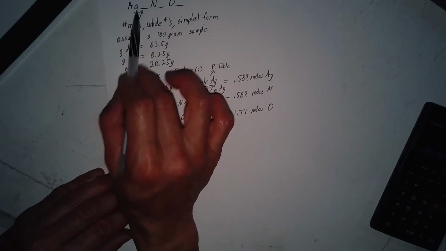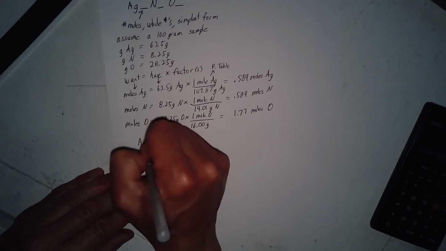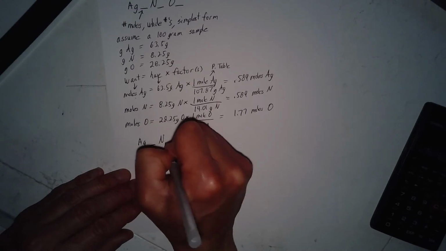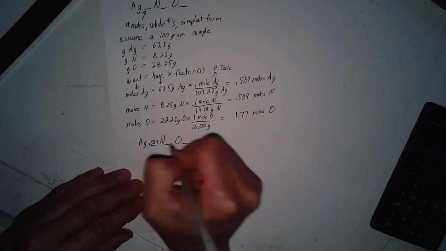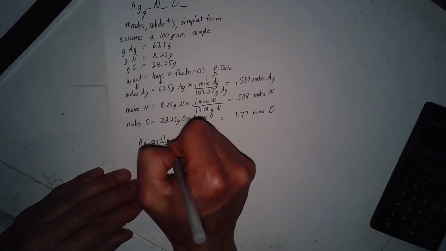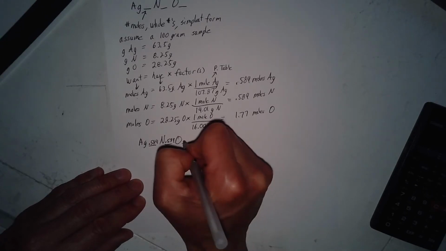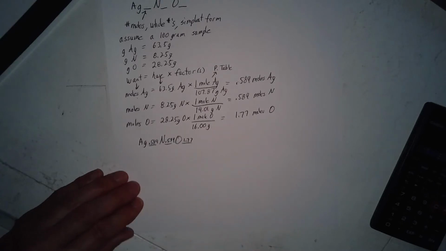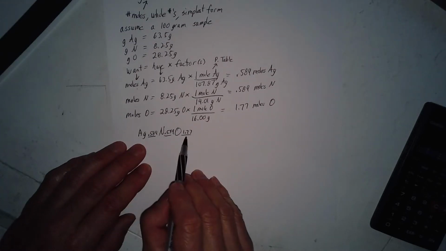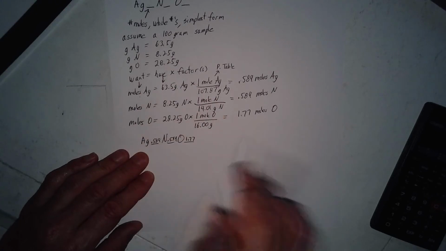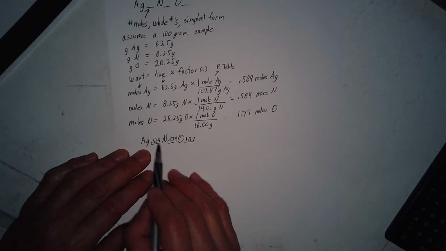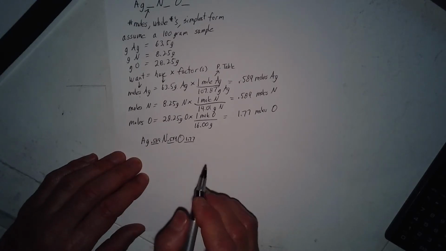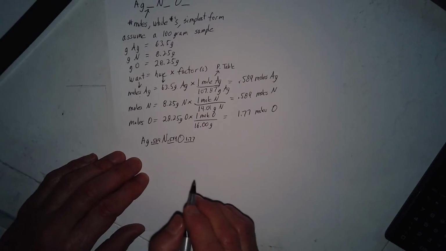Okay, now that we have the number of moles, we want to temporarily fill in the blanks with these numbers of moles that we just calculated. In this first blank, 0.589. For nitrogen, also 0.589. And for oxygen, 1.77. Okay, so now we have the number of moles, but are these whole numbers? No, they're not whole numbers. Are they close enough to whole numbers that we could just round this up to Ag1, N1, O2? No, not close enough. I would say if they're within a few 1/100ths of a whole number, that's close enough.